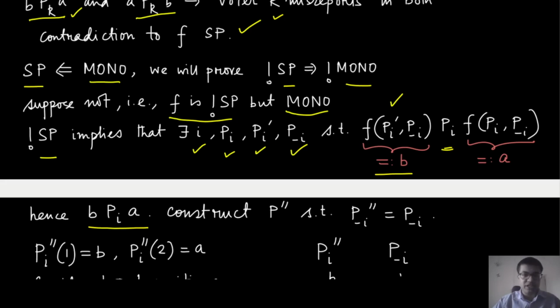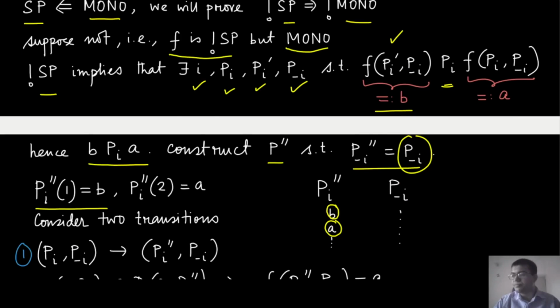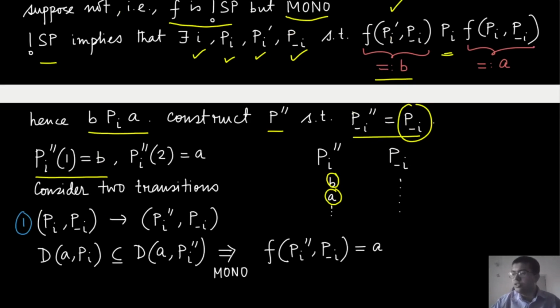Now we are going to construct a preference profile denoted by p double prime, where all the other players, so if you look at the players except player I, their preferences do not change. They are holding on to their p minus I. Now what is this pi double prime? So for pi double prime, you keep b on the topmost position and a in the very next position for this player I. Right?